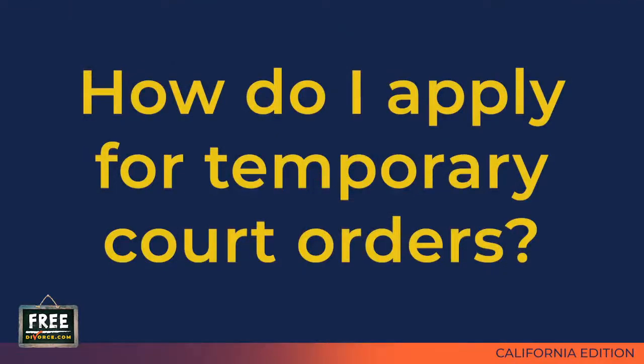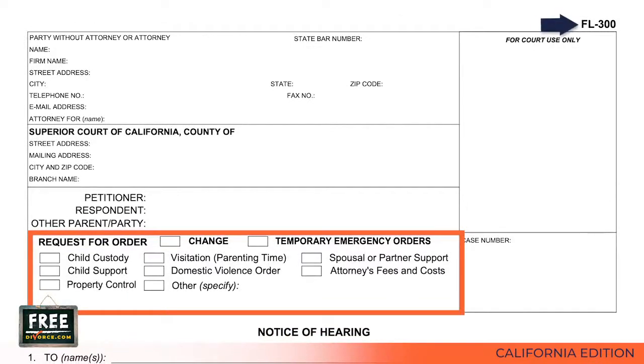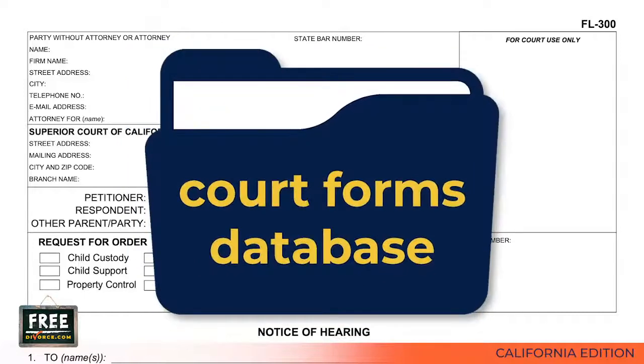You can obtain all of the temporary orders I mentioned, as well as additional kinds of temporary orders, by filing a request for order, which is FL300, with the court. Can I find a copy of the FL300 in our court forms database? Yes, you can find the FL300 in our database that you can fill out and print for free. Tell me more about the FL300.